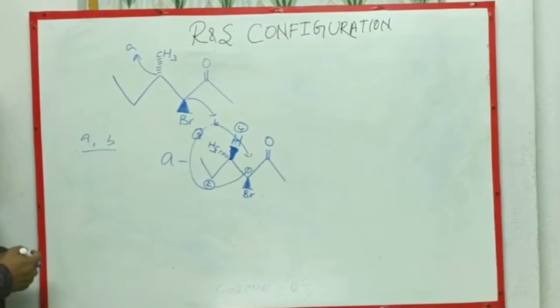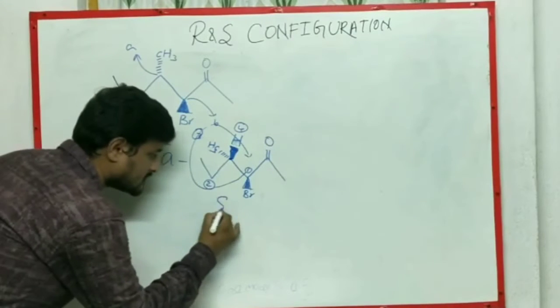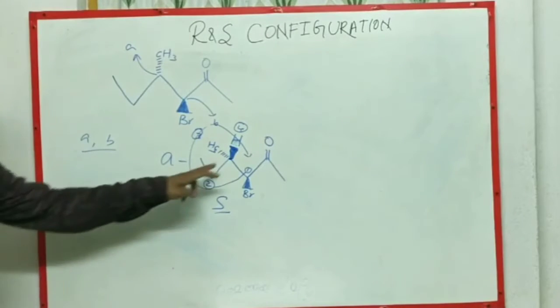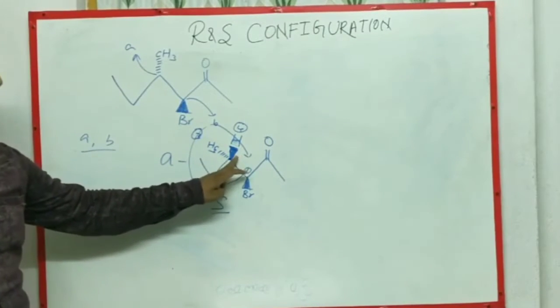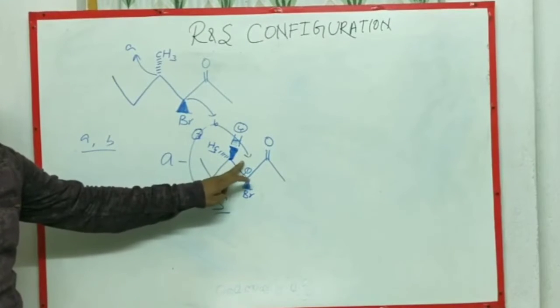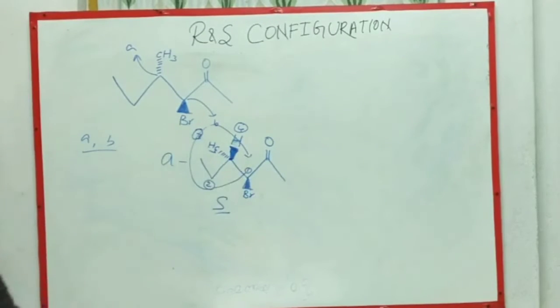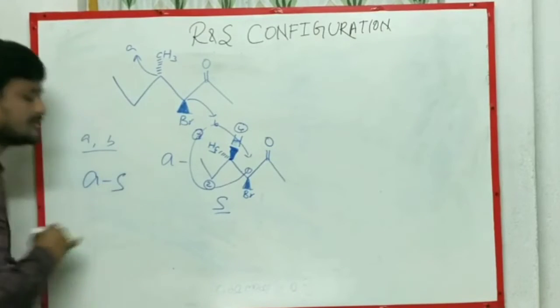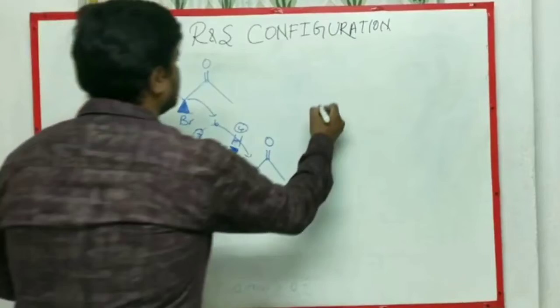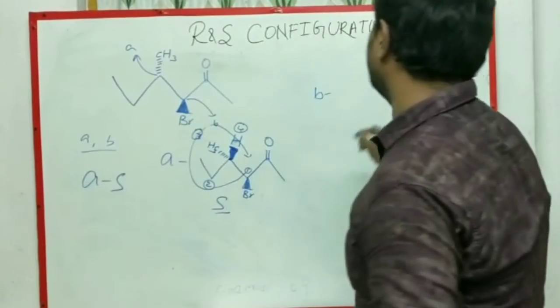Clockwise. But the configuration is S. Why? The fourth priority group is above the plane. Then A is S. Okay, A is S. Cleared. Next, in case of B, what is that?